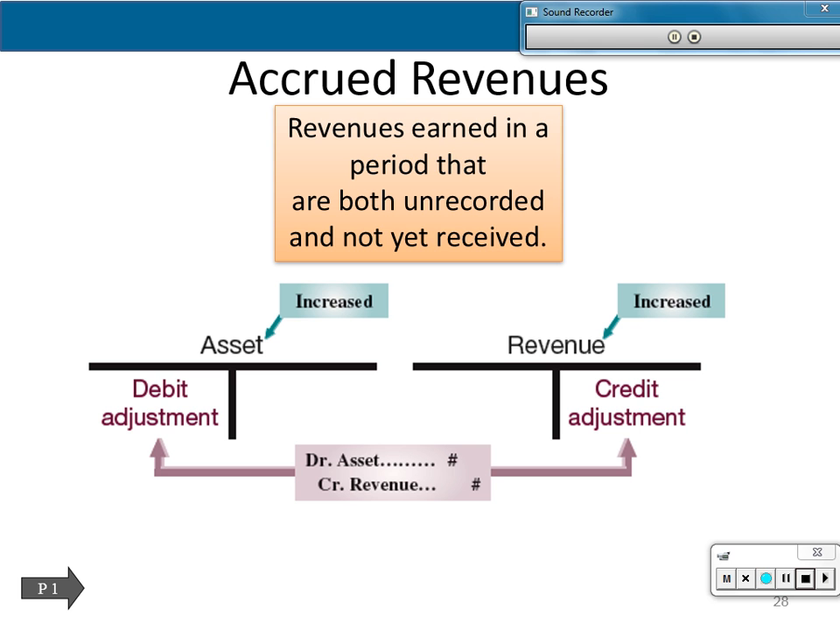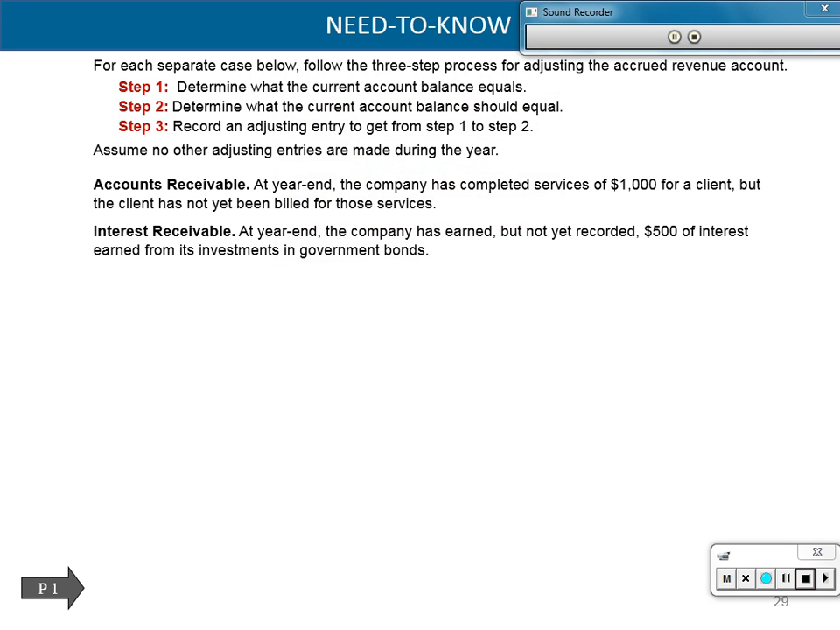Okay. So accrual revenues are revenues earned in that period that are both unrecorded and not yet received. So here's the example we've got. Accounts receivable. At year end, the company has completed services of $1,000 for a client, but the client hadn't been billed, right? Which means they clearly didn't do what?